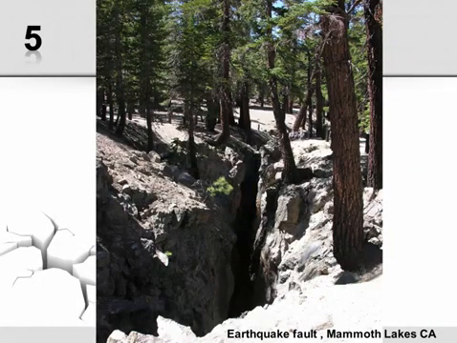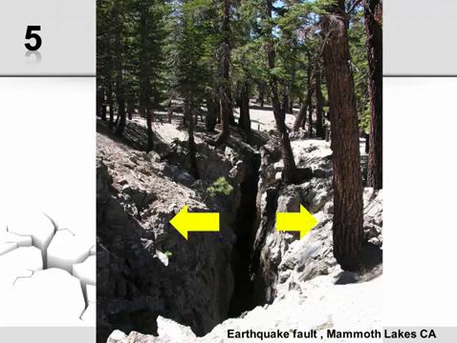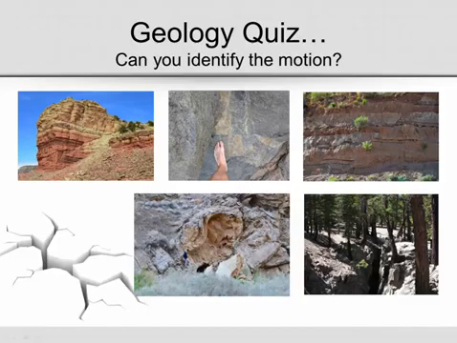Finally, number 5, the earthquake fault near Mammoth Lakes, California. Again, this is a great example of a rift where the earth was experiencing tension and cracked open, causing this split in the rocks. Would you like a little more practice identifying folds and faults? You can download a slideshow of images that I've taken from around the world of places where we can see convergent, divergent, and transform plate motion.